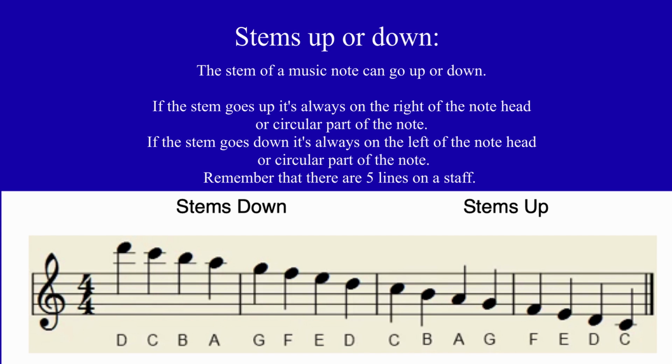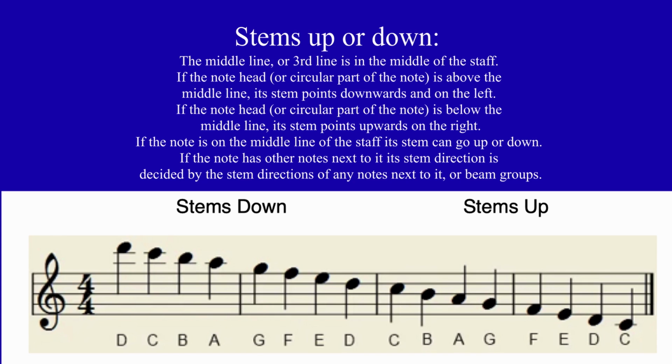Stems up or down. The stem of a music note can go up or down. If the stem goes up, it's always on the right of the note head or a circular part of the note. If the stem goes down, it's always on the left of the note head or a circular part of the note. Remember that there are 5 lines on a staff. The middle line or third line is in the middle of the staff.